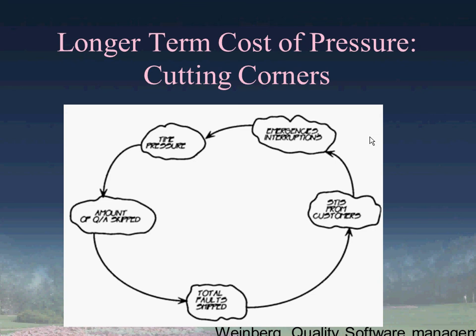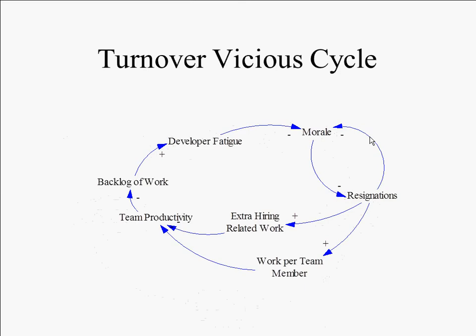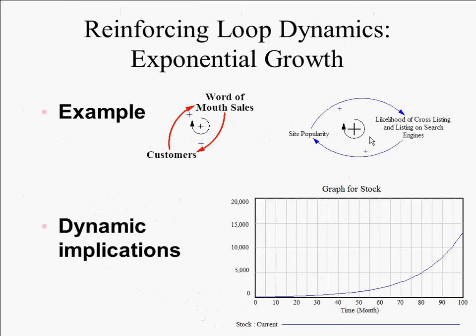Once again, you're always fighting fires. You're fighting fires from customer requests, or you're fighting fires from unmanaged risks, and you're therefore not able to do a good job with quality assurance of your code. Here's another one: overload, fatigue, depression, and low productivity, and people get caught up in this, and it's hard to break out of it.